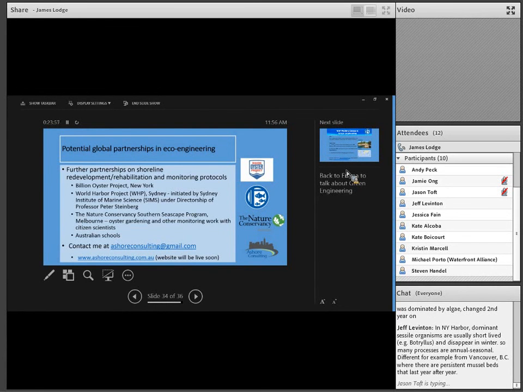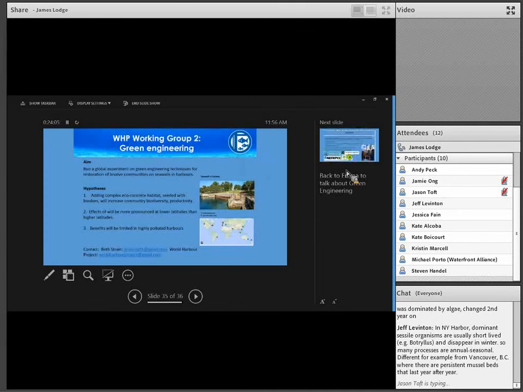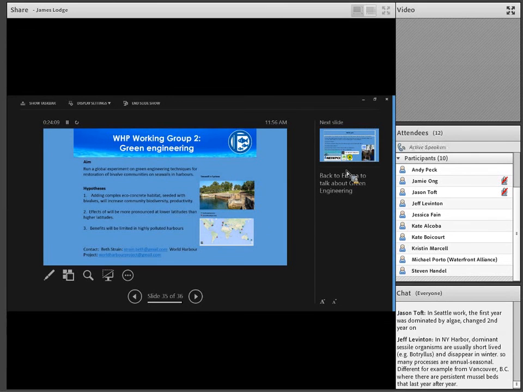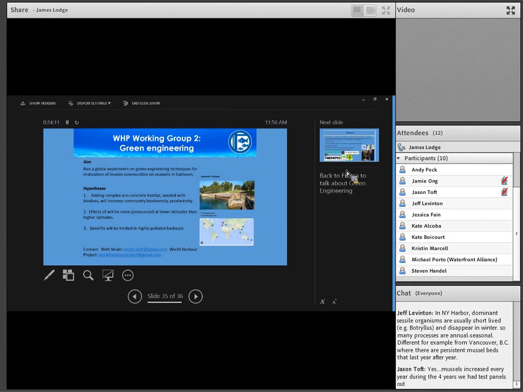So for those interested in partnering up in eco-engineering, the World Harbour Project in Sydney is looking for New York partners for its green engineering project, with the aim to run a global experiment looking at techniques on how to reconstruct seawalls to encourage restoration of bivalve communities. Sydney is one of the places where a lot of work has been done on seawall construction and the benefits of hard shorelines for different invertebrate communities, through Tony Underwood and G. Chapman's work mostly, and that whole lab.